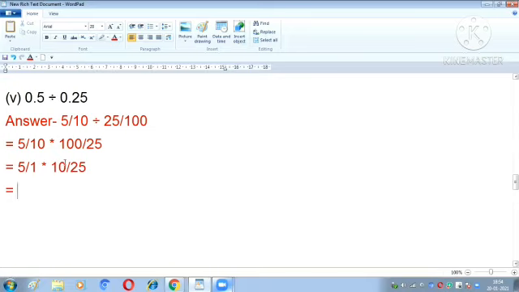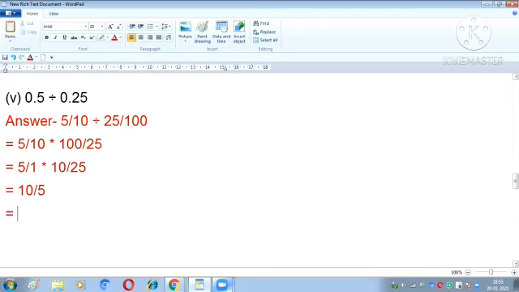So now we can cut 5 and 25. 5 multiplied by 1 is 5, and 5 multiplied by 5 is 25. So this will remain 1, so no need to write 1. Now we will write 10 upon 5.